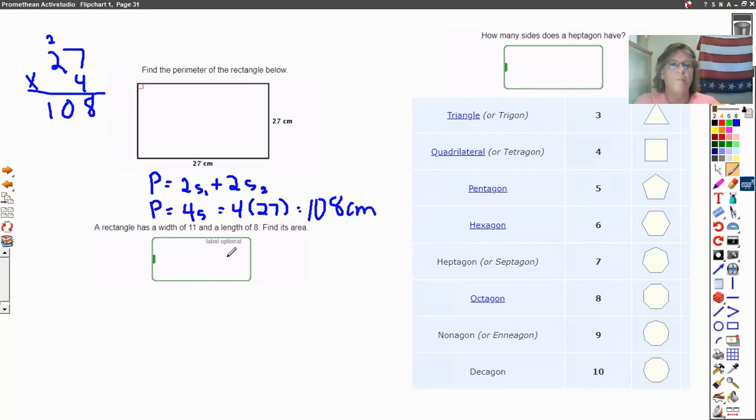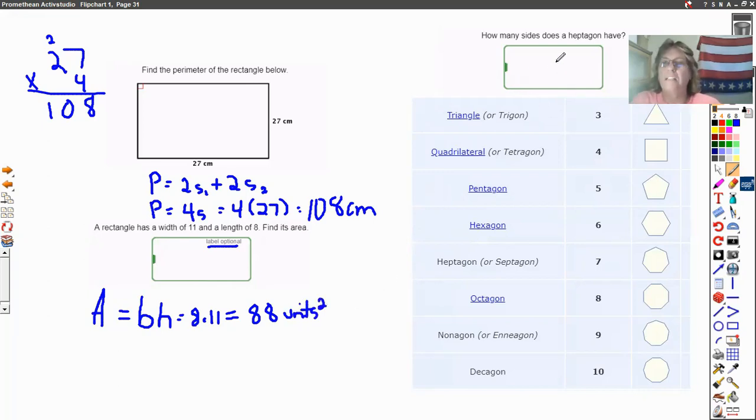The next one asks, a rectangle has a width of 11 and a length of 8. Find its area. So we're looking for the area of a rectangle. And so that's going to be base times height. Base is the same thing as length, and height is the same thing as width, so it doesn't really matter. So it's going to be 8 times 11. 8 times 11 is 88. And again, it says label optional, so you can type in just 88, or we know that it was units times units, so we get units squared.